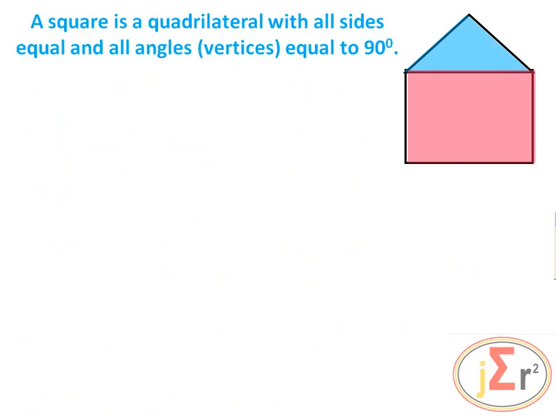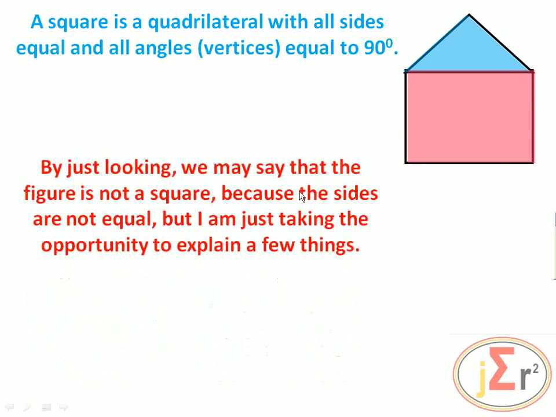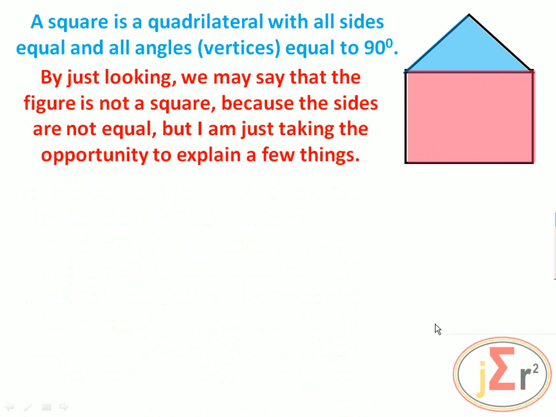A square is a quadrilateral with all sides equal and all angles or vertices equal to 90 degrees. So in a square, all sides are equal and all of these vertices or angles are equal, and they are equal to what? Each equal to 90 degrees. But just looking, we may say that the figure is not a square because the sides are not equal. But I am just taking the opportunity to explain a few things.